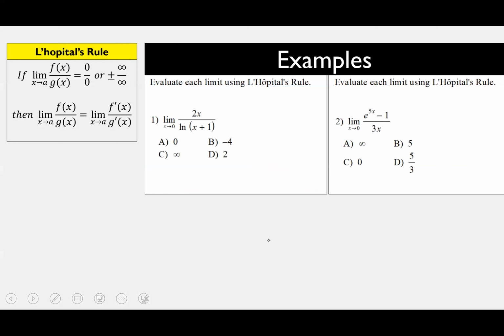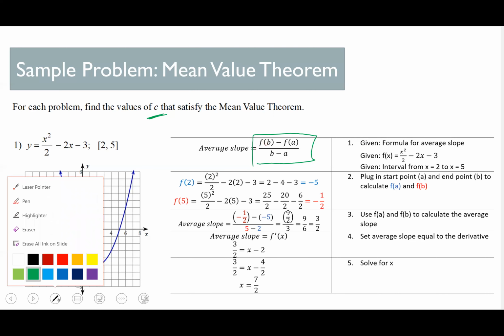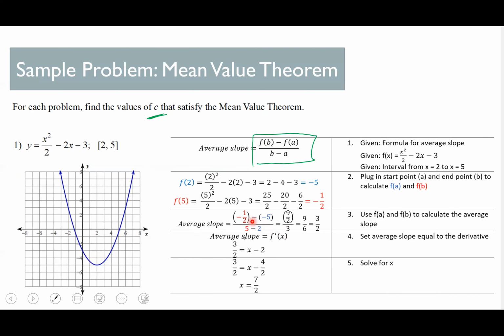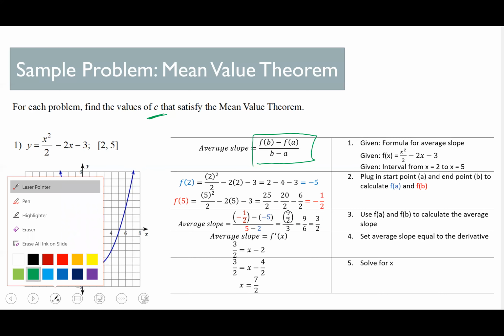Our average slope then is negative 1/2 plus 5, which is 10 over 2. So negative 1/2 plus 10 over 2 is 9 over 2, and 5 minus 2 is 3. If I multiply this out, this is the same thing as 1/3 times 9 over 2, which is 9 over 6, and if I simplify it is 3 over 2. So my average slope between x equals 2 and x equals 5 is 3 over 2. Are you okay so far? Yes.